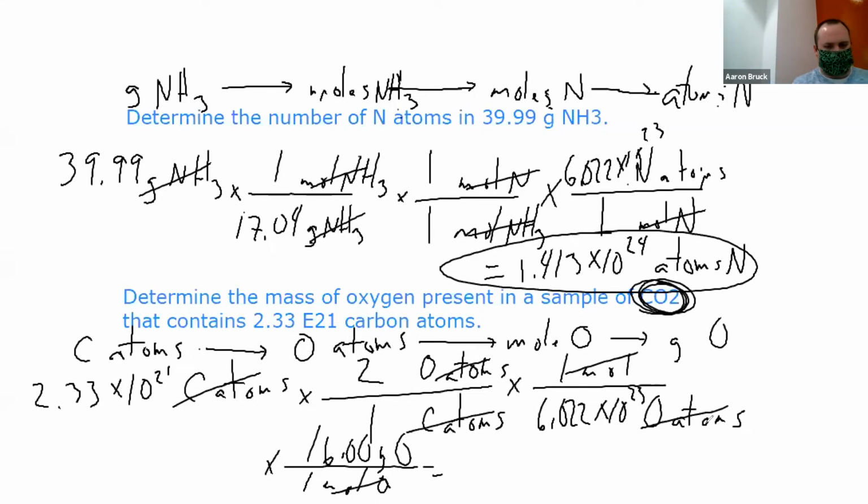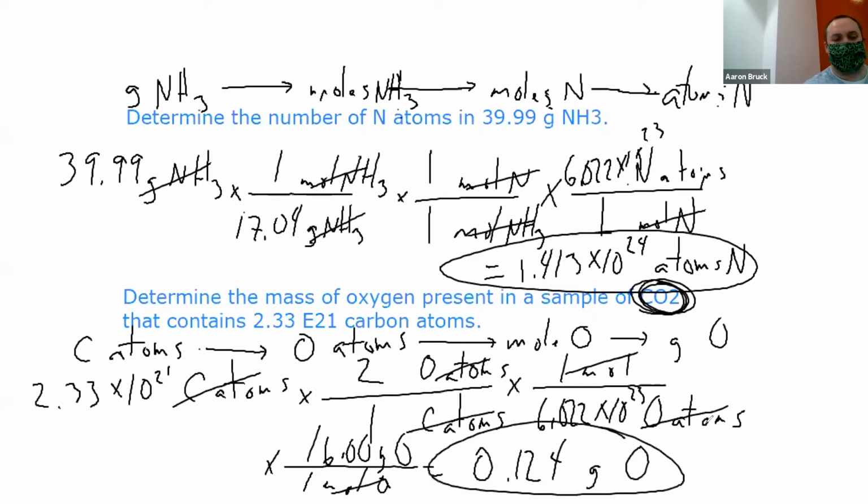2.33 times 10 to the 21st, multiplied by 2, multiplied by 16, divided by Avogadro's number. Here's where that exponent key comes in real handy. To 3 significant figures, 0.124 grams of oxygen. So not a terribly large amount of oxygen in that sample, but we didn't have a whole lot of carbon dioxide there either.